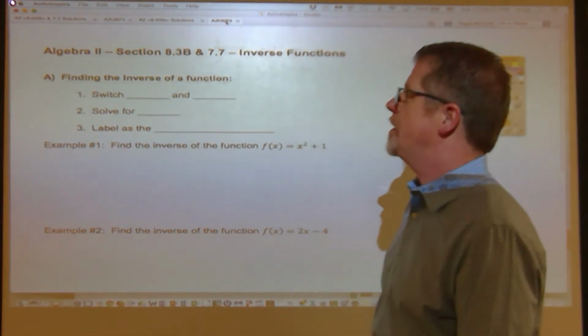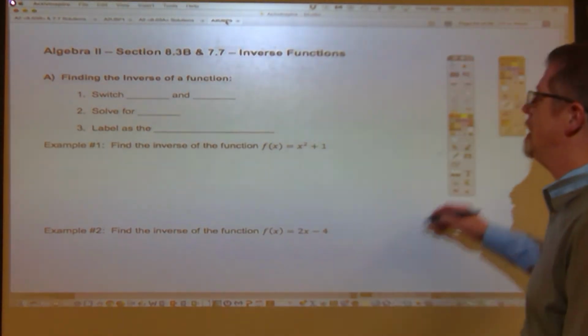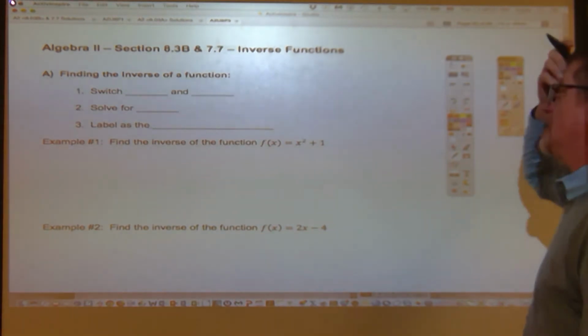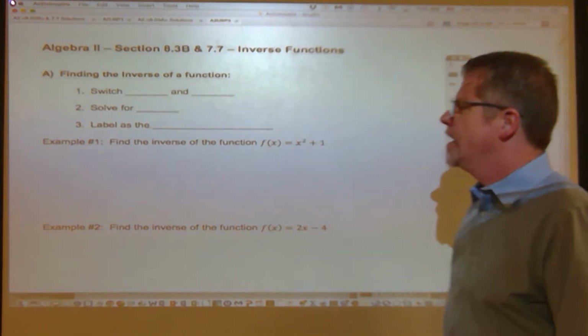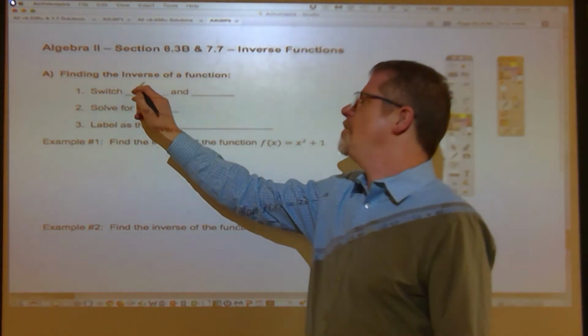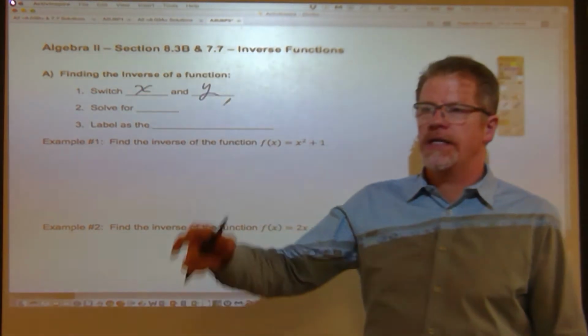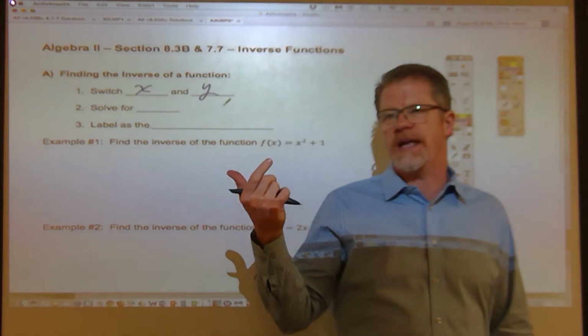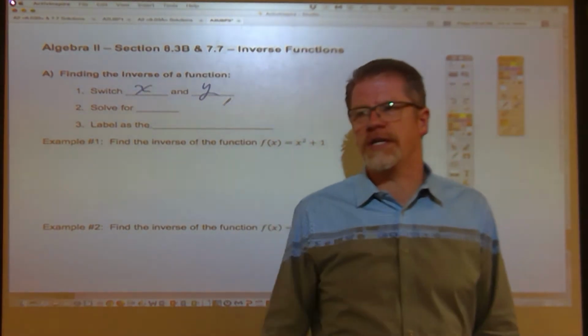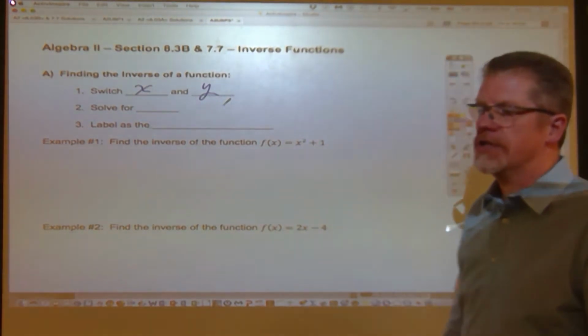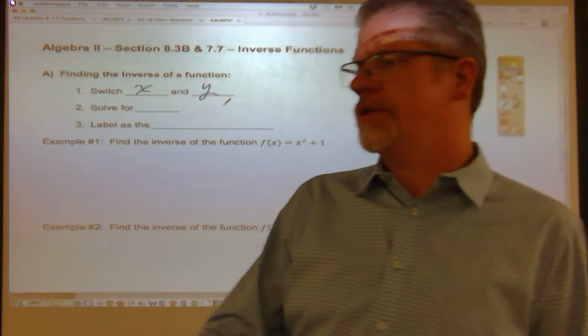We're looking at 8.3b today, and the topic is inverse functions. Now, one way to think of how to find an inverse function is that the x and y variables have to be switched around in order to find the inverse of a function. This is essentially what will make a machine go backwards.